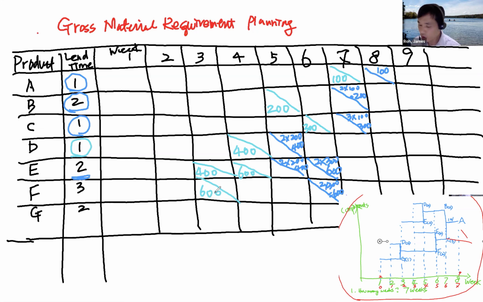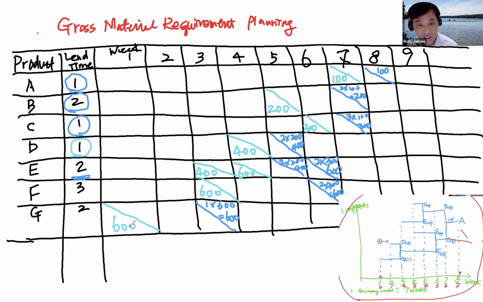And what about G and D? Now we are on G and D. G at week 3, and G, 1 unit of that is required. So G, 1 unit. So F, we need 600 of them. So 1 times 600 is going to be 600 at the time. And then it takes 2 weeks. Therefore here, 600 has to be ordered.